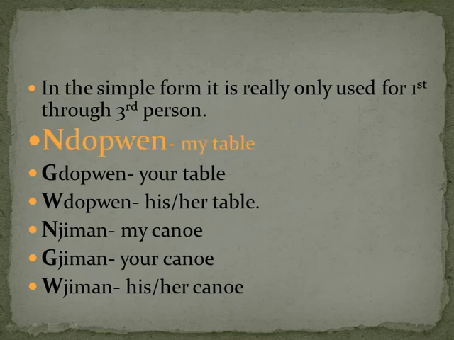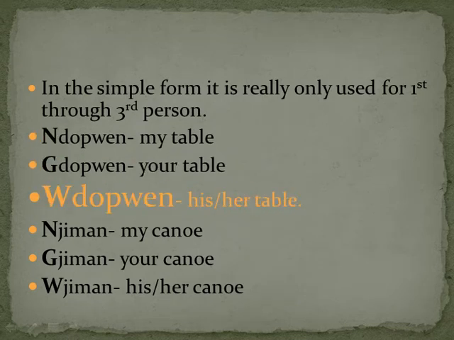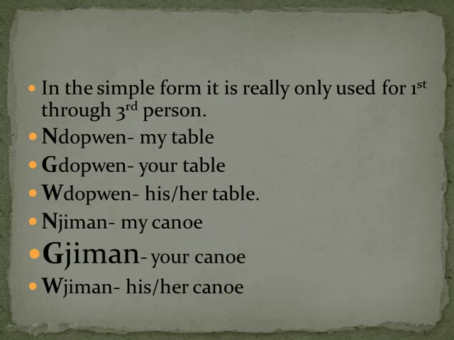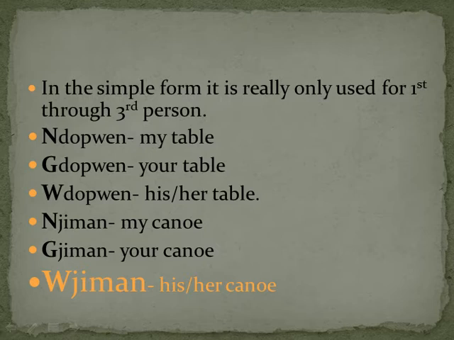Ndopwin, my table. Gadopwin, your table. Wadopwin, his or her table. Najimon, my canoe. Gajimon, your canoe. Wajimon, his or her canoe. Nawigwam, my house or my home. Dodabian, my car. Gadodabian. Actually, let's go back one. I'm sorry.